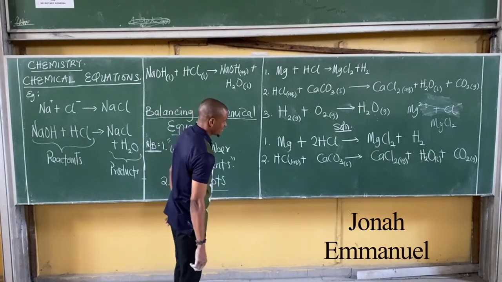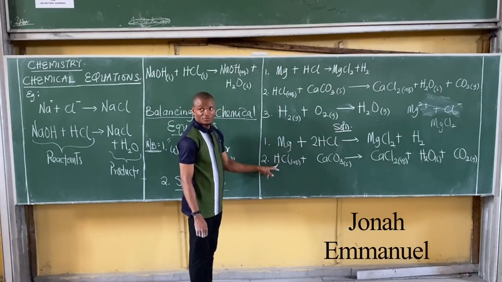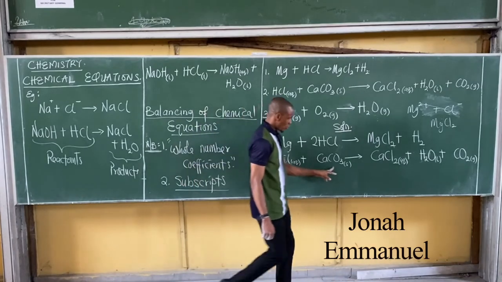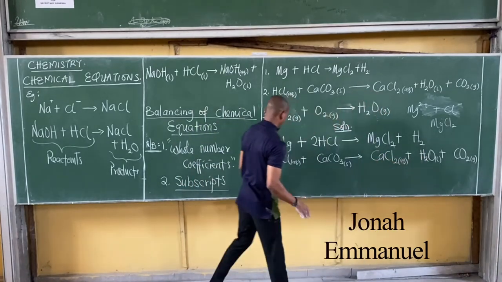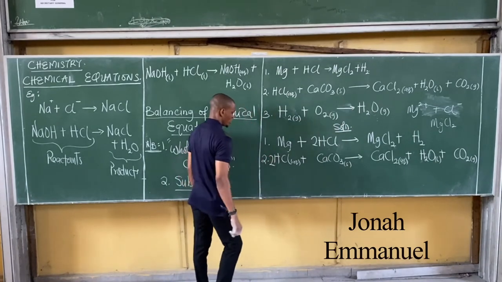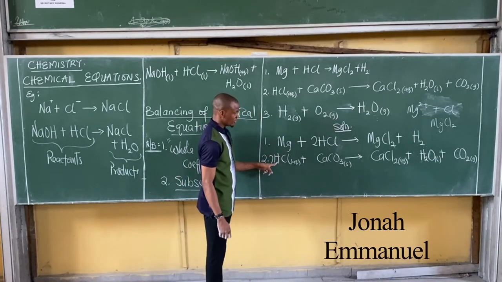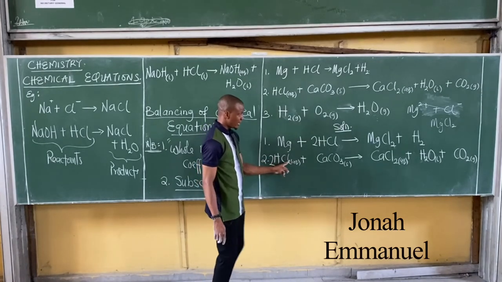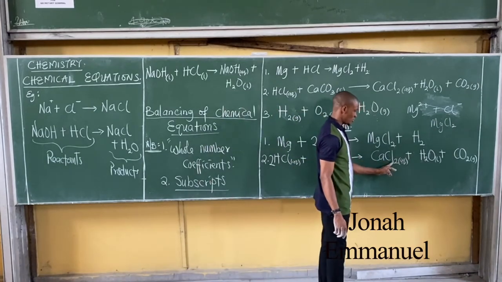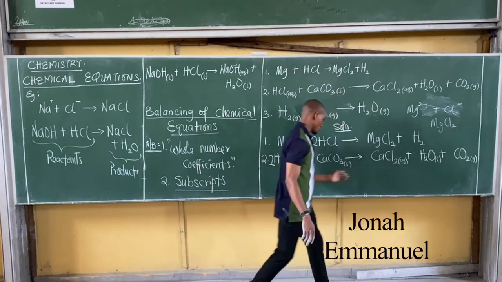So how do we balance this? This is hydrogen here, just one hydrogen here. Come to the product side, how many hydrogen here? Two. So I have to place two here. It gives you two hydrogen. So hydrogen is now balanced. Next I'll go to chlorine. Two times one here, two chlorine. How many chlorine on the product side? Still two chlorine. It's balanced. So it's okay now.